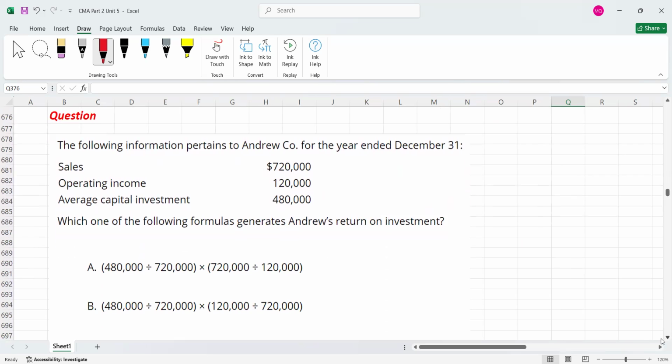Now we have your question, guys. So they're saying the following information pertains to Andrew Company for the year ended 31st December. We are provided with the sales, operating income, and average capital investment, and then it asks which of the following formulas generates Andrew's return on investment. And now you have to look at the options.